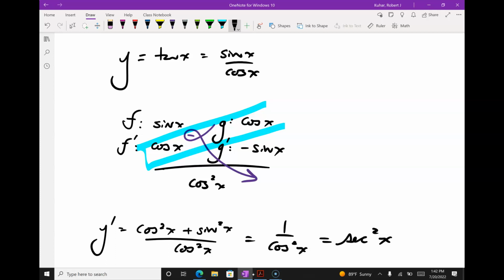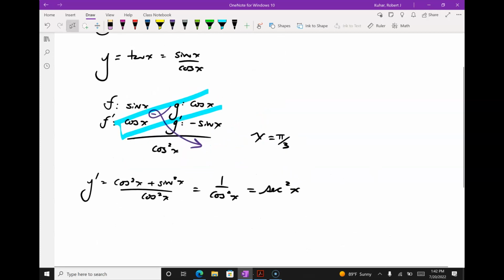Let's do a tangent line. What x value? Pi over 3, sure. So I got an x value, I've got a function, I've got a derivative, I need a y value, and I need a slope, right? Everybody with me there? So what's my y value? Tangent of pi over 3, right? Which is? Just square root of 3.